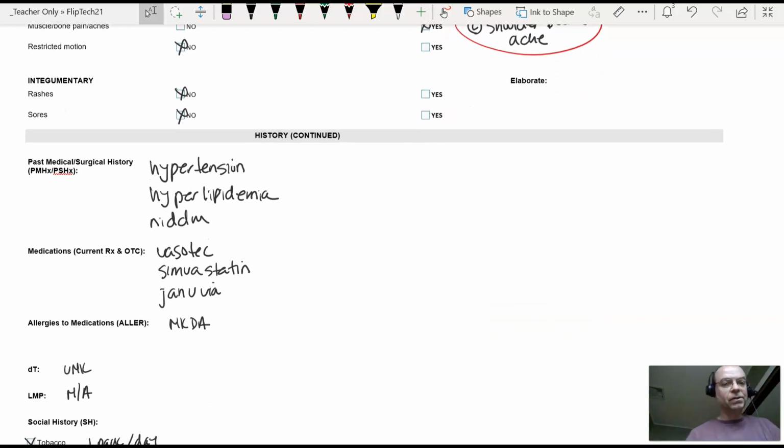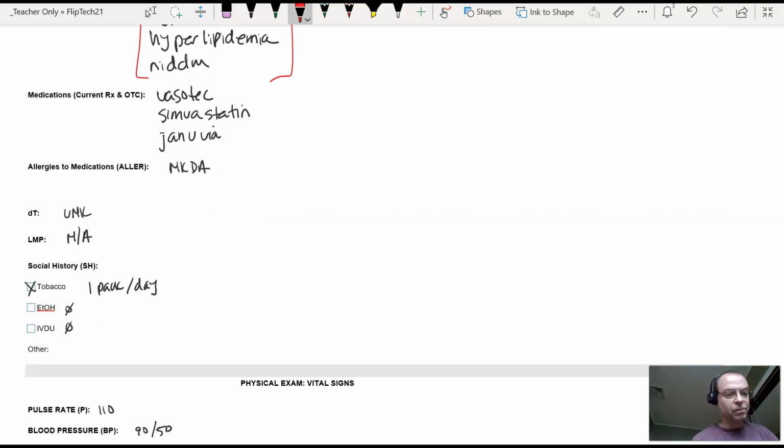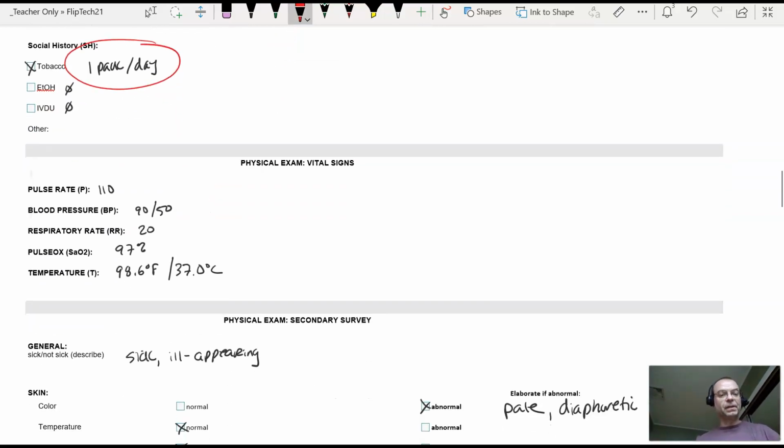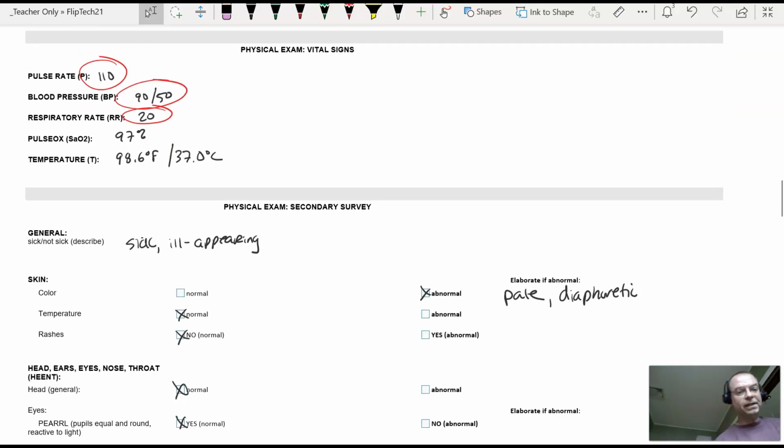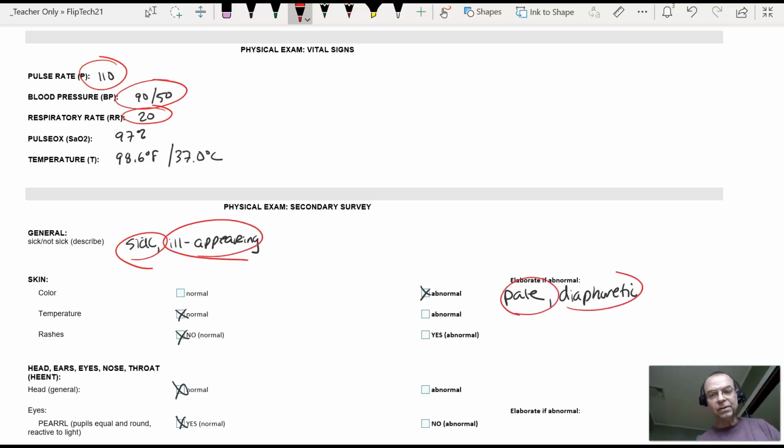Okay, these are some risk factors here for myocardial infarction. So is smoking, pack-a-day smoker. All right, his pulse rate is elevated. Should be between 60 and 100 beats per minute. This is a little fast. He is certainly hypotensive. Respiratory rate is a little elevated. Pulse ox and temperature are normal. Other significant findings, he looks sick. You come around the corner and you see this guy and you're like, ooh, you don't look so good. Okay, so he's ill-appearing. Pale, diaphoretic skin.